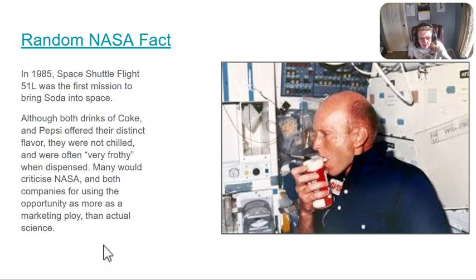Here's a random NASA fact. In 1985, Space Shuttle Flight 51L was the first mission to bring soda into space. Although both drinks, Coke and Pepsi, offered their distinct flavor, they were not chilled, and they were described to be very frothy when dispensed. Many would criticize NASA and both companies for using the opportunity as a marketing ploy rather than actual science.